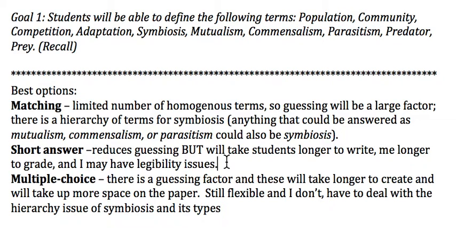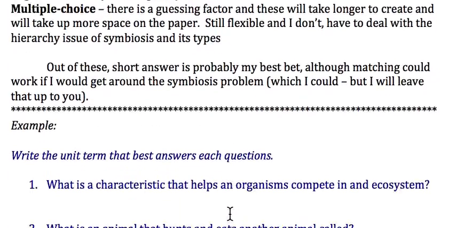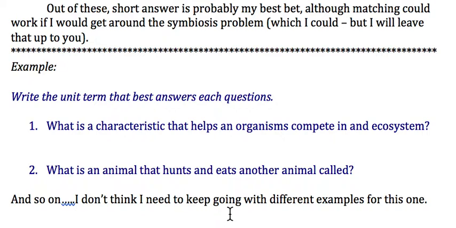I have the short answer option, which reduces guessing, but it will take students longer to write, me longer to grade, and I may have legibility issues. And then I have multiple choice, where there's a guessing factor, and these will take longer to create and will take up more space on the paper. It's still flexible, and I don't have to deal with the hierarchy issues of symbiosis and its different types. Now, out of these then, short answer is probably my best bet. Although matching could work if I could get around the symbiosis problem, which I could, and you could, but I'll leave that up to you to think about.